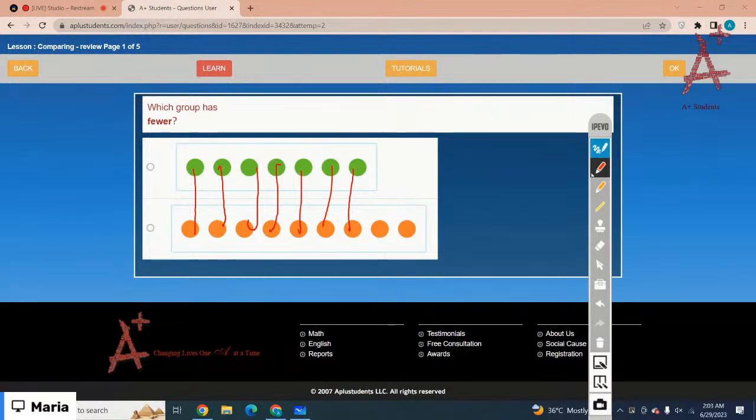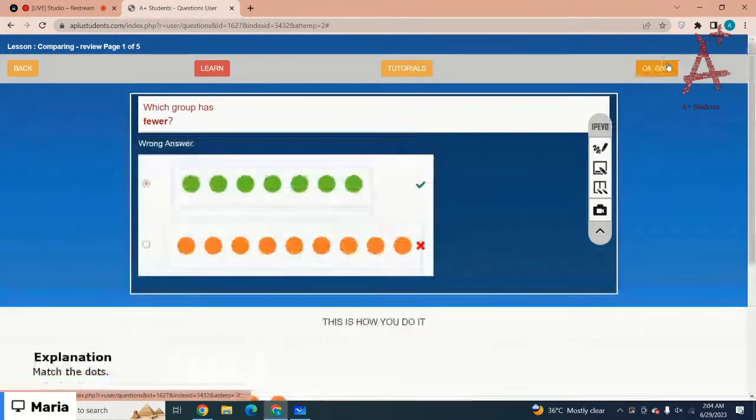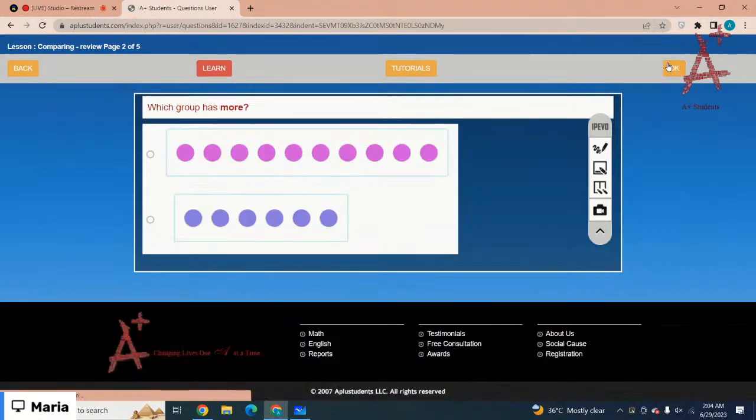So the correct option is the second one. Oh, you have to look at which one has fewer. Sorry. So that means the green one has fewer, because you are still left with two in the orange.